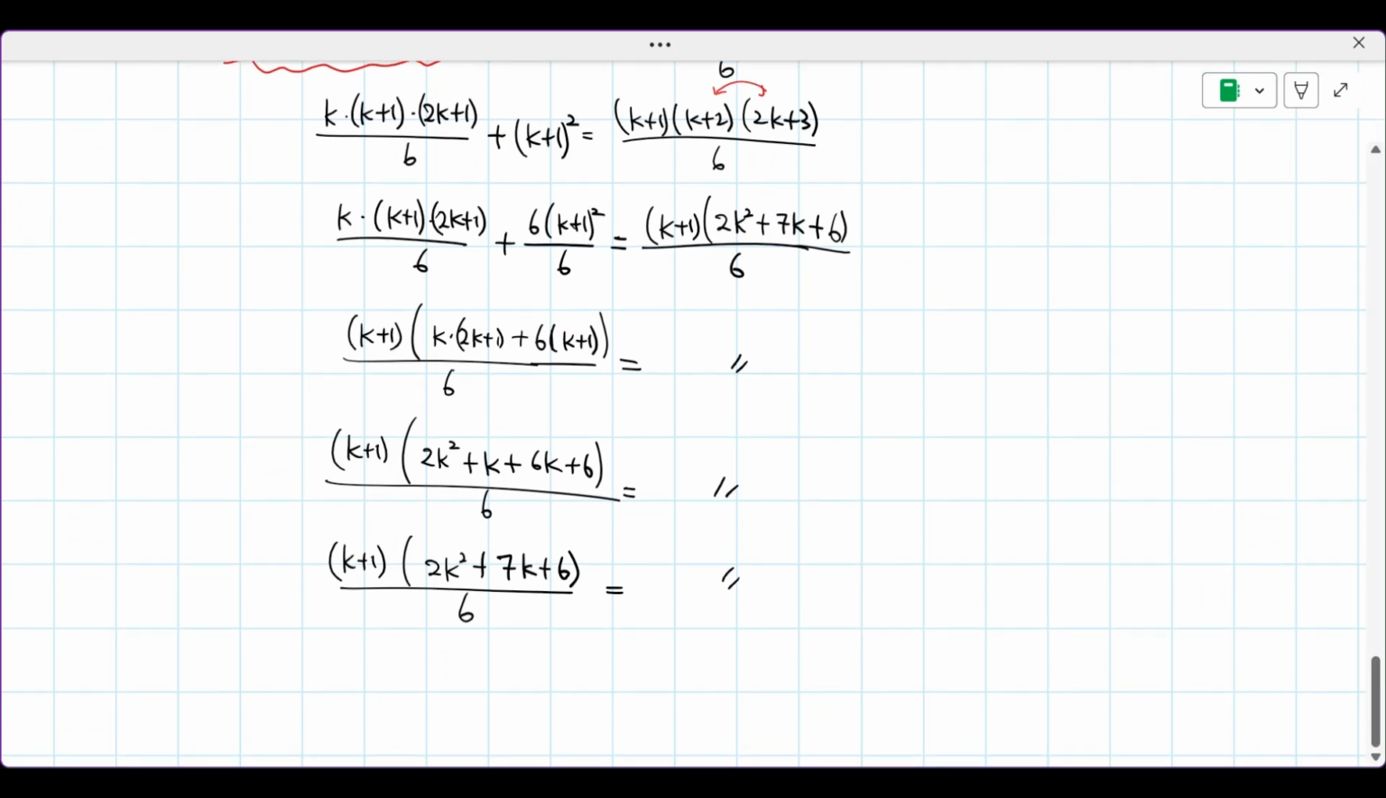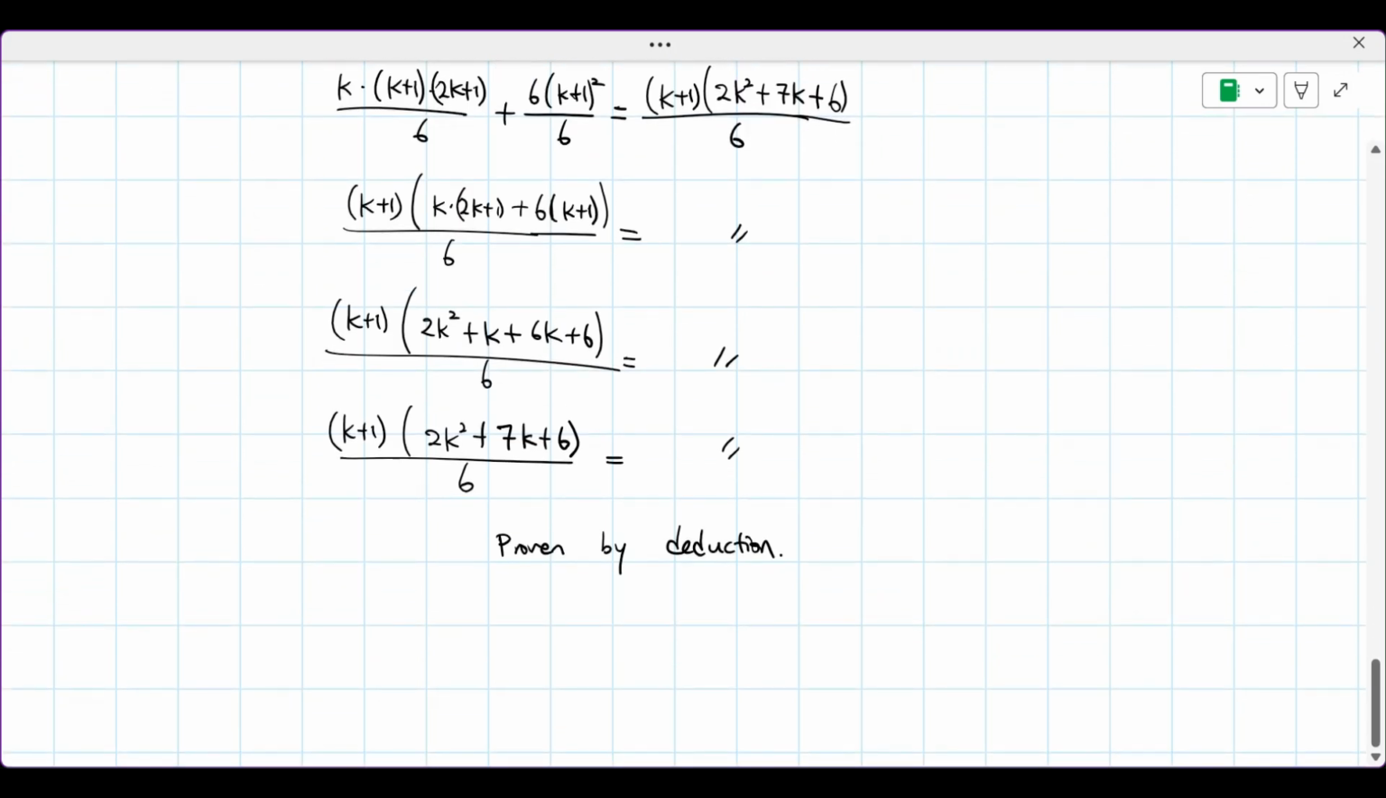that the left-hand side and the right-hand side have the same expression, so this is proven by deduction. Remember, the proof by deduction is the process of showing the left-hand side and right-hand side are equal to each other. So what did we do here? We proved that, therefore, the proposition is true for n equals k plus 1.